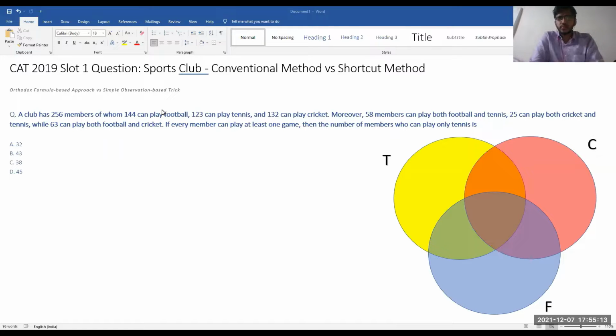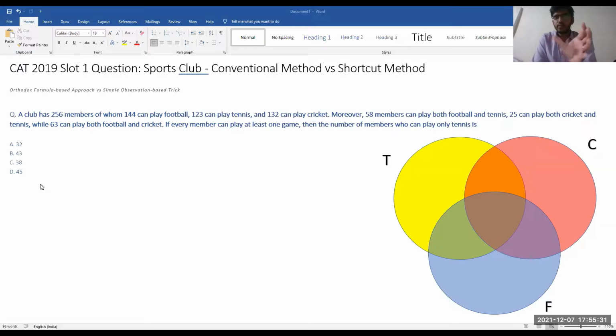Now you can see the question on your screen, and you can see a little graph, which is obviously not a part of the question paper. This little Venn diagram is something that I've made myself and added here. The rest of it was given in the question, right? A club has 256 members, and these are the four options that were furnished.